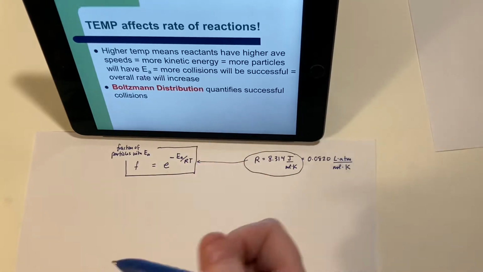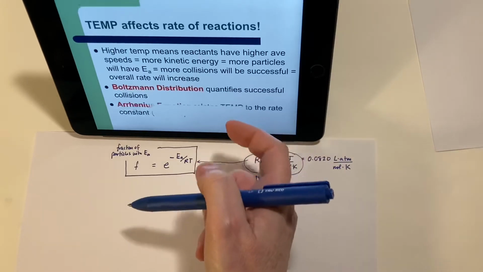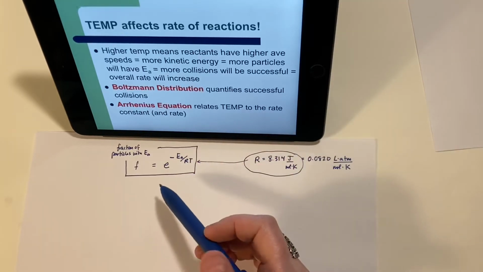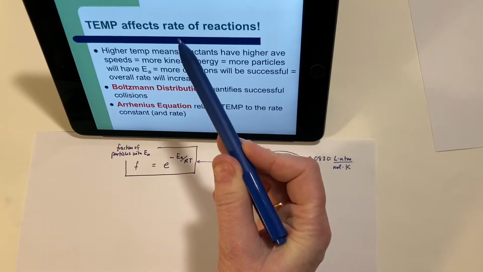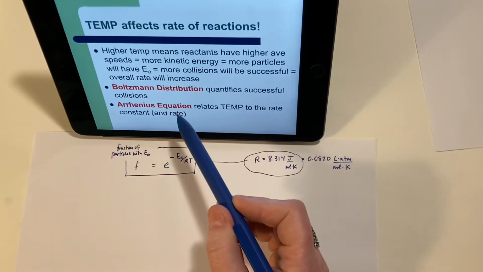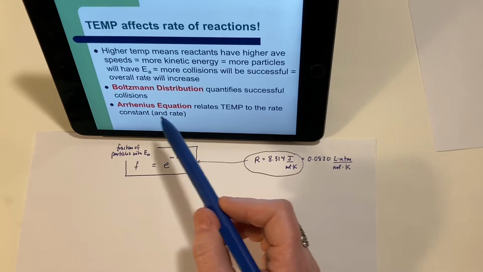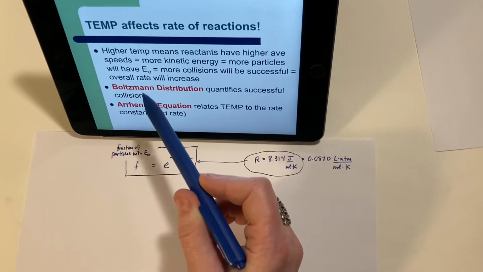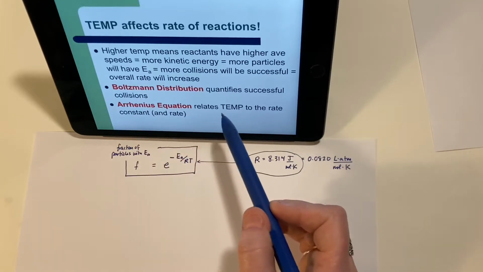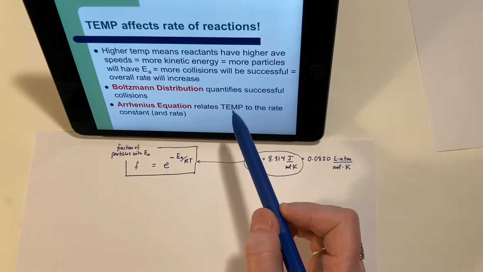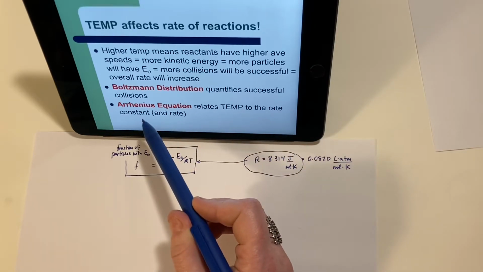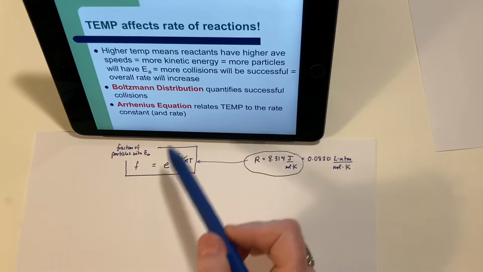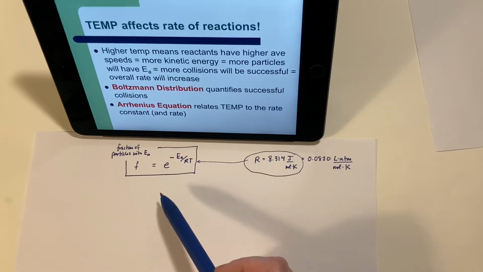It quantifies successful collisions. So what do we do with that? Well, we want to study kinetics, and we want to relate temperature to the rate of a chemical reaction. So the Arrhenius equation is going to help us do that. Arrhenius, actually, they were friends, Boltzmann and Arrhenius. And the Arrhenius equation is going to get temperature into the equation to a rate constant, which is proportional to rate. So we're going to get those together. How do we do that?